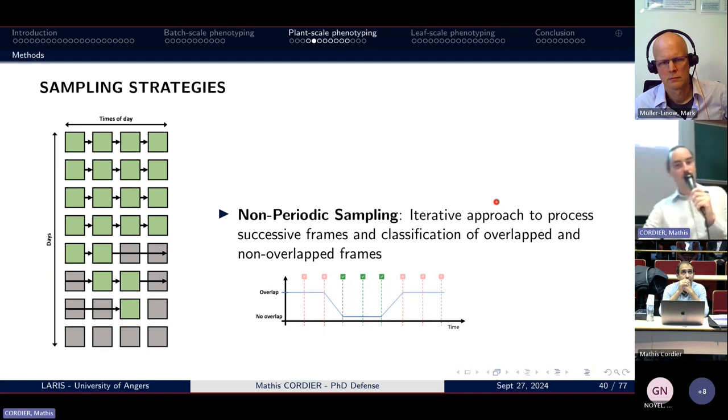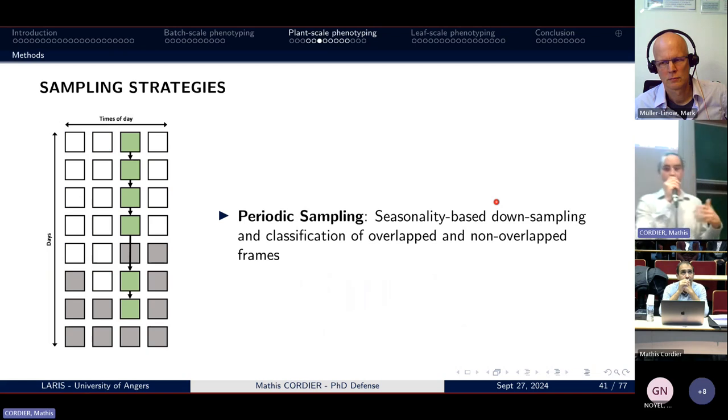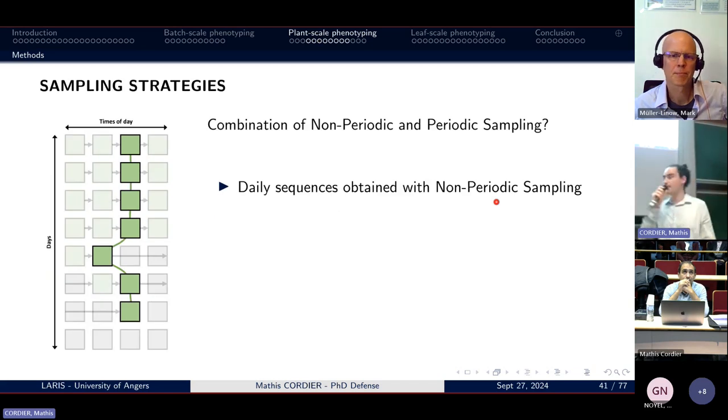This approach can also be done with a periodic sampling. In this case, we have a seasonality-based downsampling, and we also have the same process of classification to be able to detect when we go back to a situation where we don't have overlap. And finally, we also proposed a combination of non-periodic and periodic sampling.